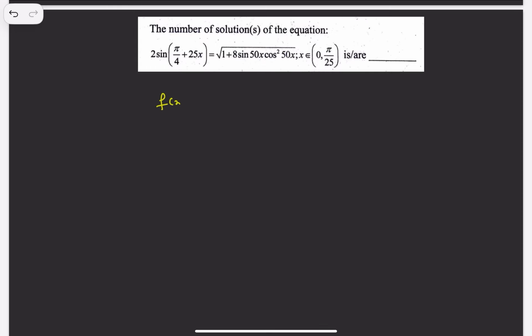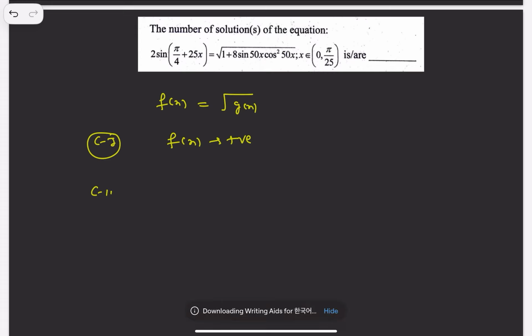Whenever we are given f of x equal to root over g of x, what should we do in this case? First of all, we should take the cases. What are the cases we should take here? Case 1 will be f of x must be positive, correct, and case 2 will be g of x also must be greater than 0 or greater than or equal to 0, we can say that, correct or not.